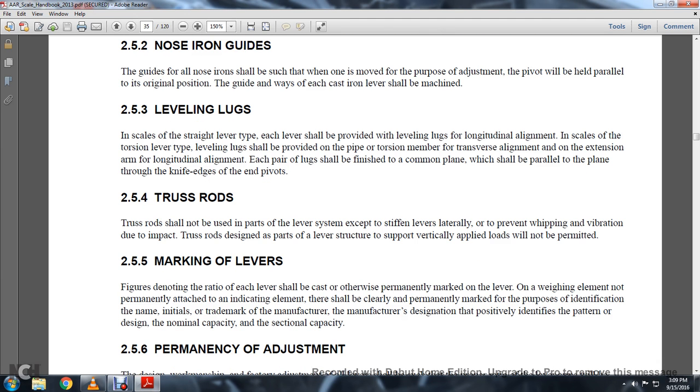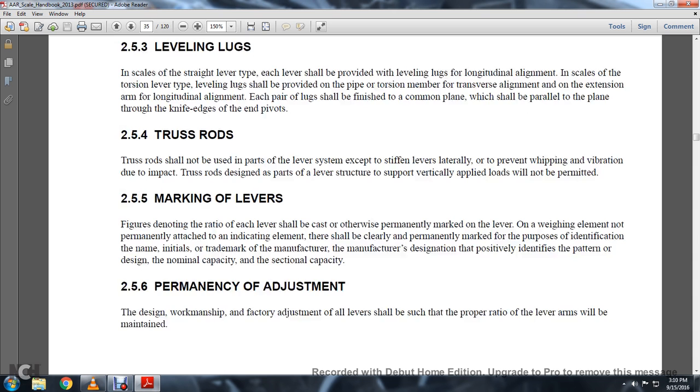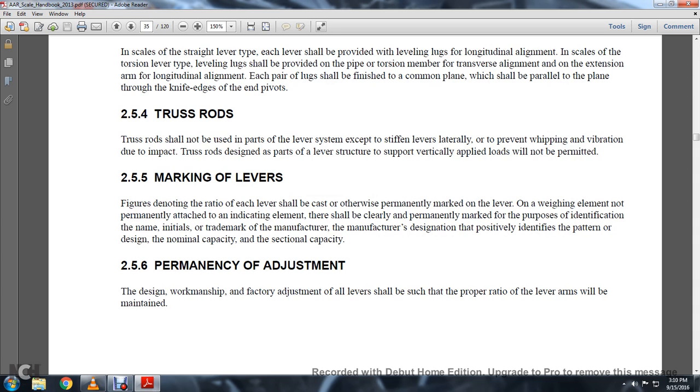2.5.5 Marking levers. The figures denoting the ratio of the lever shall be cast and permanently marked on the lever weighing element not permanently attached to the indicated element. They should be clearly permanently marked for the purpose of identification of the name items, name and initials, and trademark, manufacturer designation, the positive identification of the pattern, design, nominal capacity, section, and capacity.